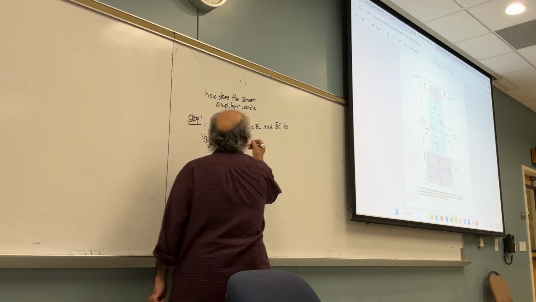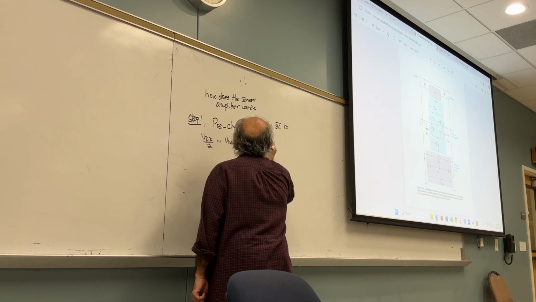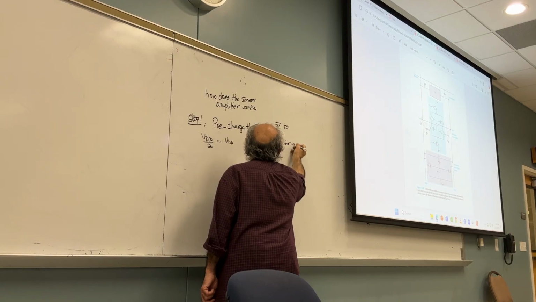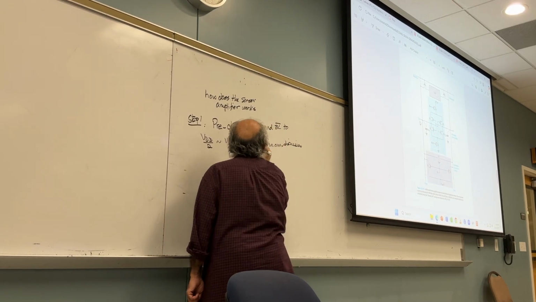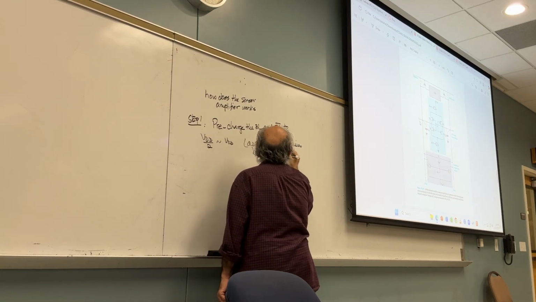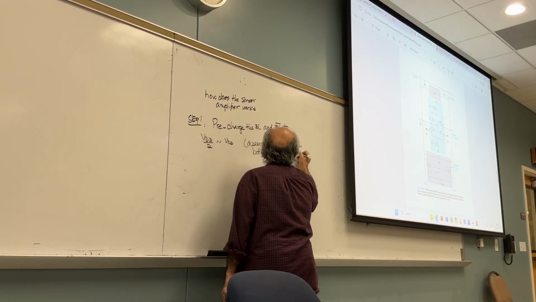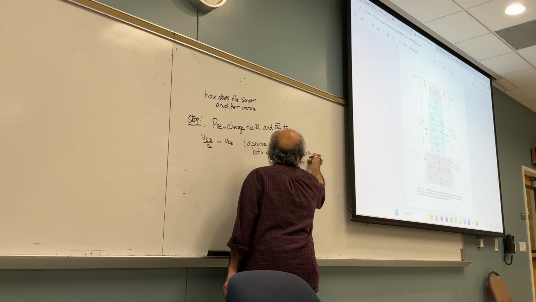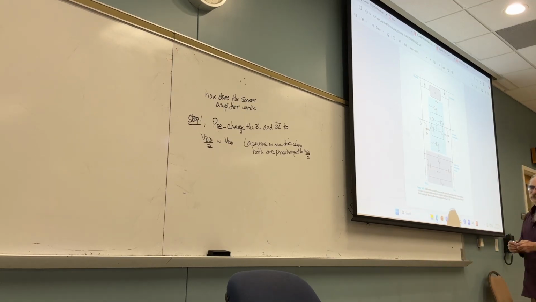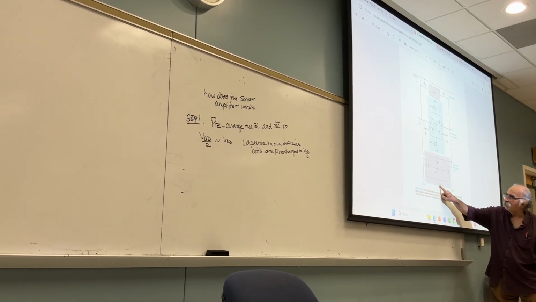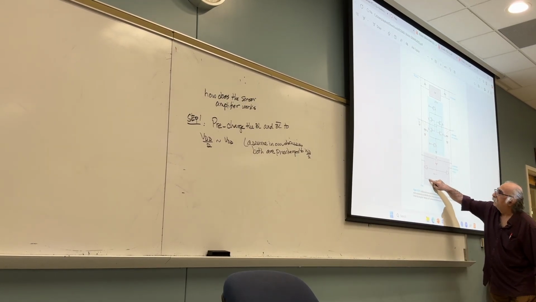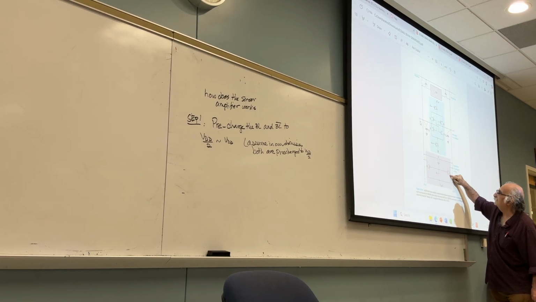Clear? Assume in our discussion both are recharged to what? VDD over 2. Where is it? Show me where it is. I want you to see VDD over 2. You follow me or not? This is VDD over 2. This is going to here. This is going to here.